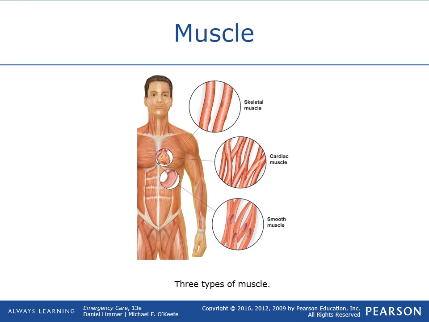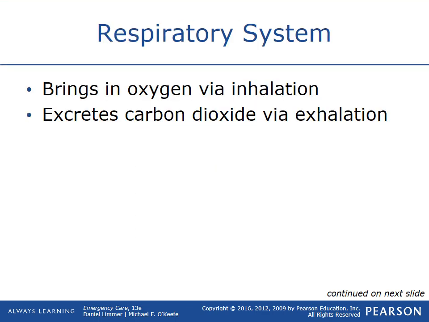So, our muscles. We have the skeletal muscle that we can control. We have the cardiac muscle that's in the heart. And we have smooth muscle, usually found in the intestines, and they work on their own involuntarily. Our respiratory system brings in oxygen when we breathe in, and then it also gets rid of carbon dioxide when we breathe out. This is important to know because it's very important to get rid of all the carbon dioxide. If it builds up in our system, then our body becomes acidotic and it can die.